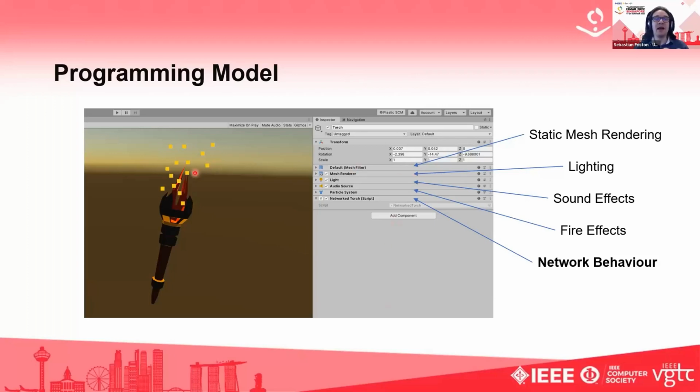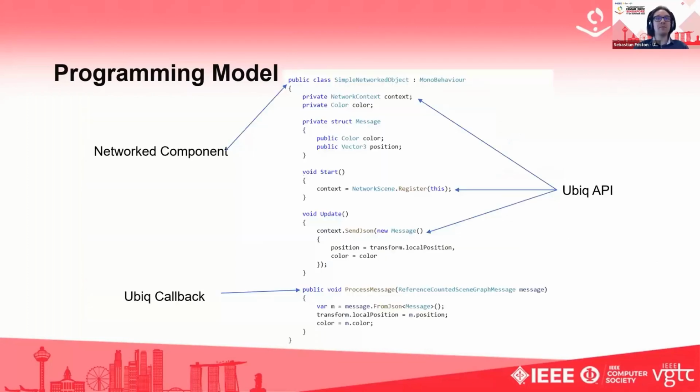So for example, in Unity, I have a torch. One component is responsible for rendering to the screen. Another interacts with the audio system to create sound effects. Another will drive the particle effect system, so on and so forth. Ubiq follows the same approach in that we expect users to write new components dedicated to the networking behavior of game objects. We provide an API so that users create what we call network components. These are basically Unity components, Unity MonoBehaviours that have some network functionality using Ubiq.